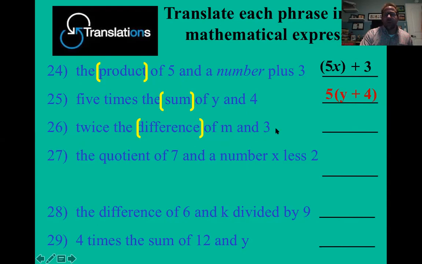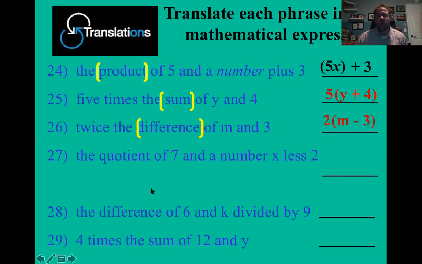M and 3 got the invitation. So M minus 3, this is a subtraction party, M minus 3, but then we have the word twice. Remember from our brainstorm list? Twice means times 2, so we'd multiply by 2.